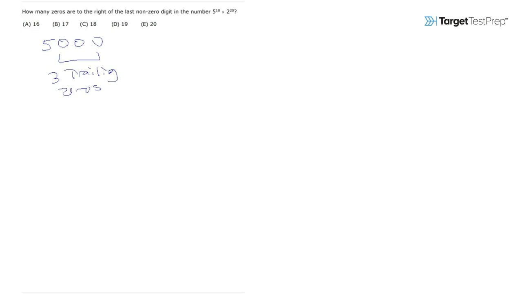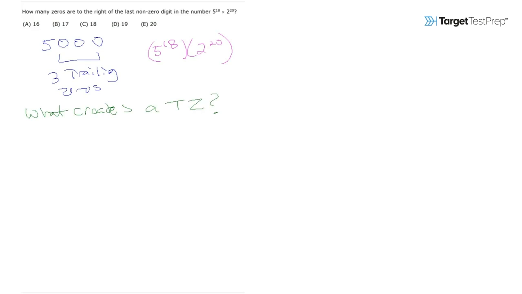Trailing zeros are just the zeros at the far right of the number after the last non-zero digit. So basically we want to know, how many of these trailing zeros live in 5 to the 18th times 2 to the 20th? Well, it seems daunting, but it actually is really simple. So we have to ask ourselves, what creates a trailing zero, or TZ? What creates a trailing zero?